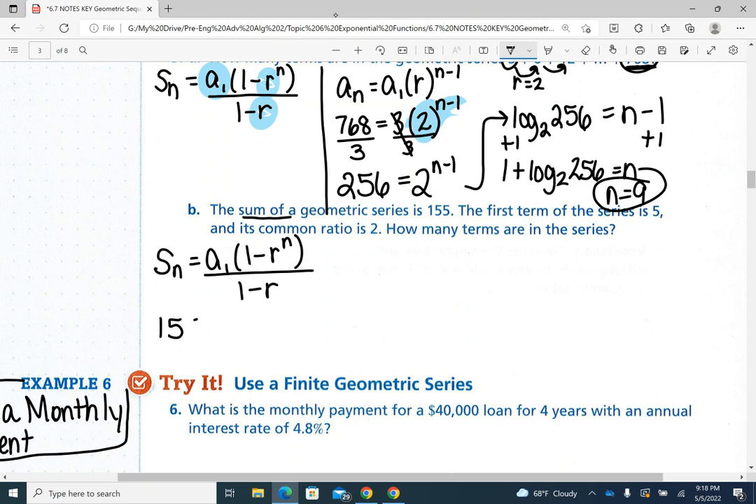So I'm going to start with 155. It tells me the first term is 5 times 1 minus, common ratio is 2, to the n, which is what we're trying to solve for, over 1 minus 2. Another exponential equation. Before we convert to log form, we want to simplify as much as possible. So 155 equals 5 times 1 minus 2 to the n.